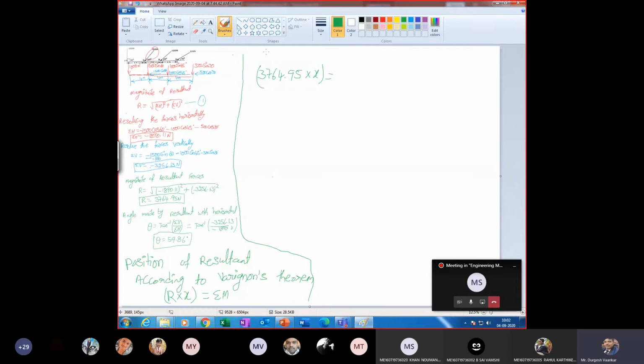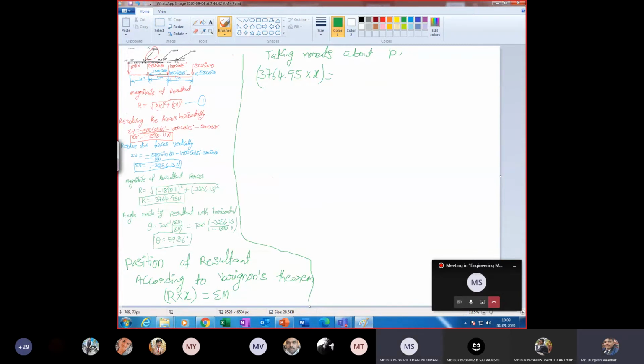Before going to calculate, I am writing: taking moments about P point. We have to bring all these forces to point P. Now 1000 into 0 becomes 0 only. Now what about this one? This 1500 force.